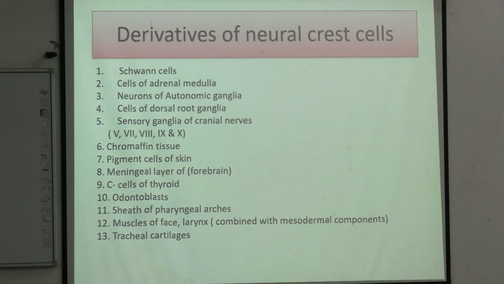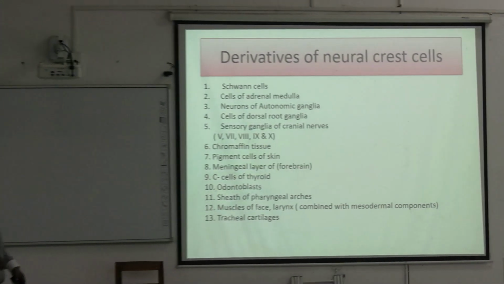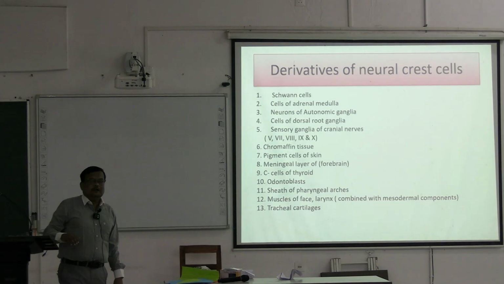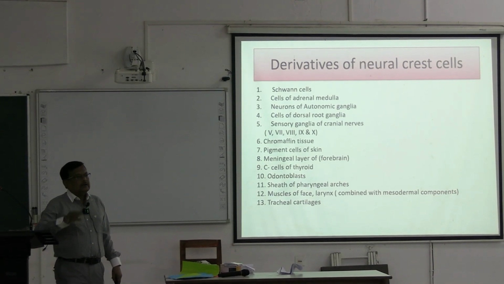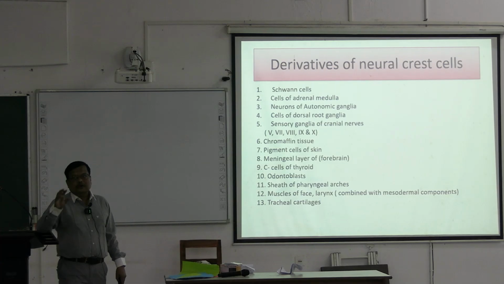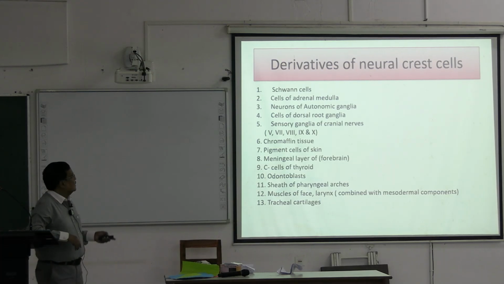Derivatives of neural crest cell. Schwann cell, already you know from your school classes, the sheath of the peripheral nerves formed by the Schwann cell. Cells of the adrenal medulla, there is a gland just above the kidney, we call suprarenal gland, adrenal gland. The adrenal gland has two parts, cortex and medulla, and the medulla is derived from the neural crest cell.